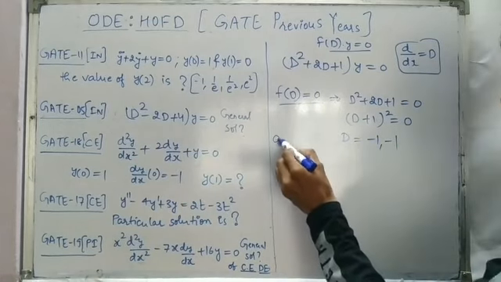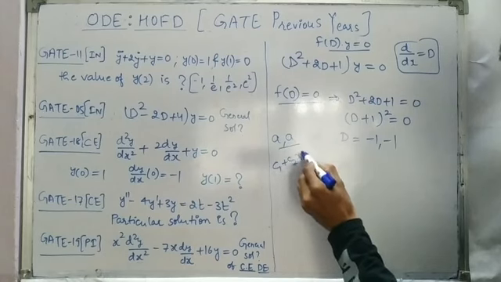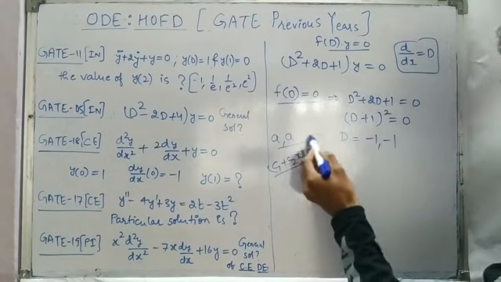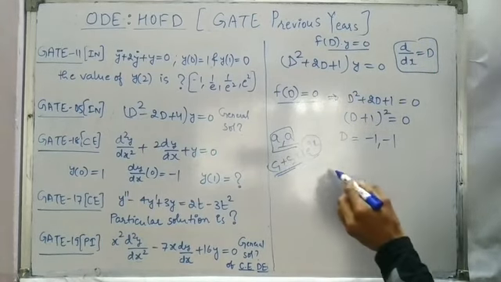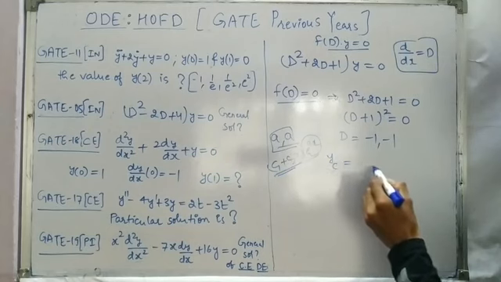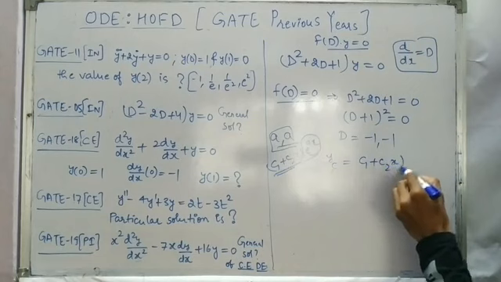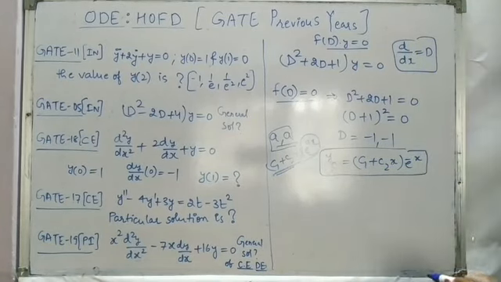So we have two roots a and a, but if they are repeated, we are going to get terms like c1 plus c2x and e power ax. In the case of a real root, we get an exponential term, but if they are repeated, we write something like c1 plus c2x. So the general solution, the complementary function, is going to come out as c1 plus c2x and e power minus x. And now we have to calculate c1 and c2.